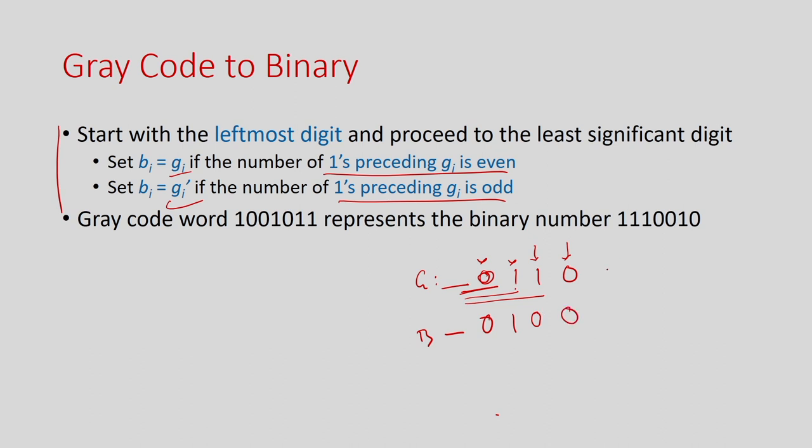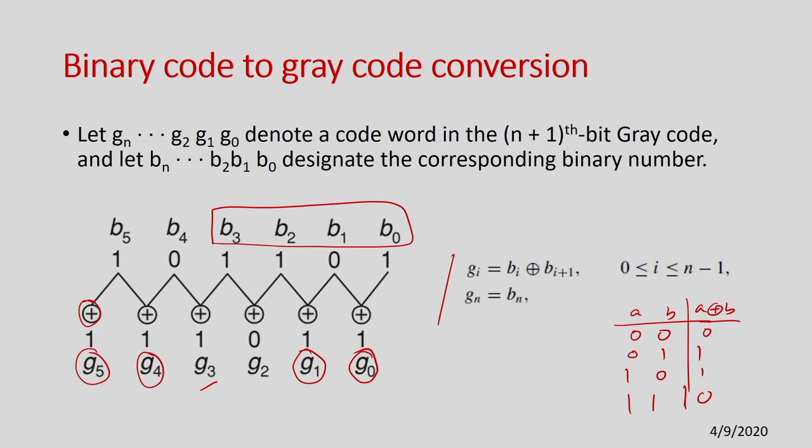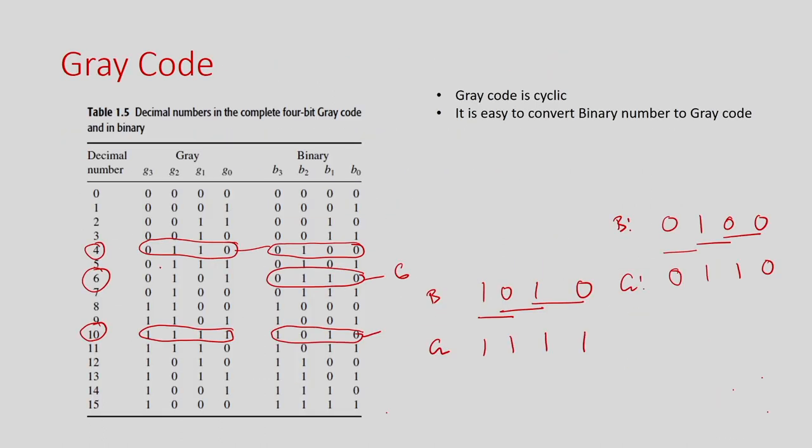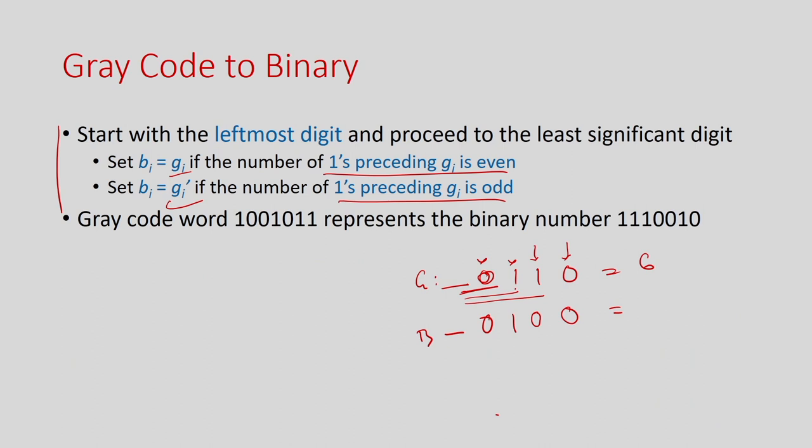So, this was gray 6, and let me just cross check. In gray this is 4, this is 0110. So this was 4 in gray and you know this is 4 in binary, right. So this way I can do any of this conversion, okay.